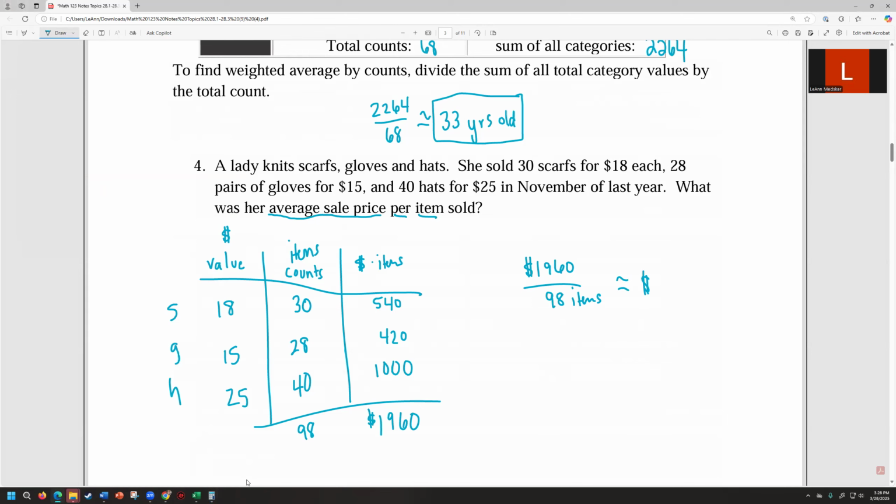Now, none of her items were actually valued at $20, but if you average them together, some of them are lower and some of them are higher than $20. If you average it together, it roughly comes out to about $20 per item.